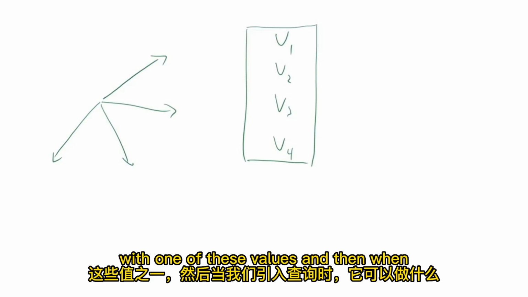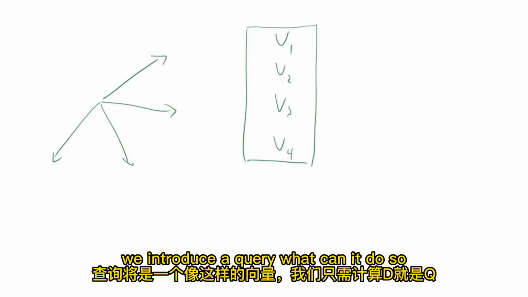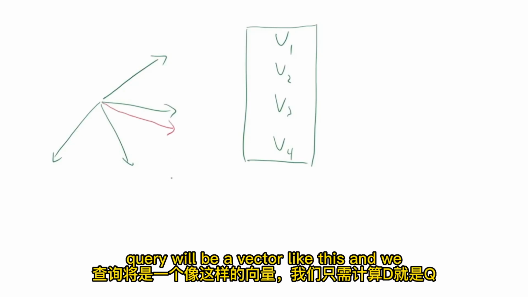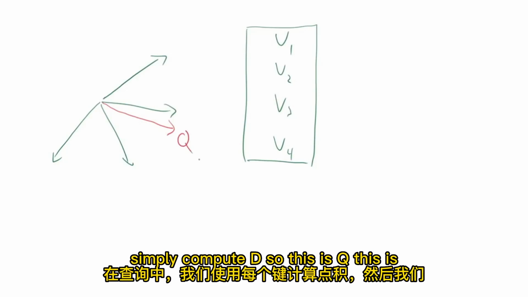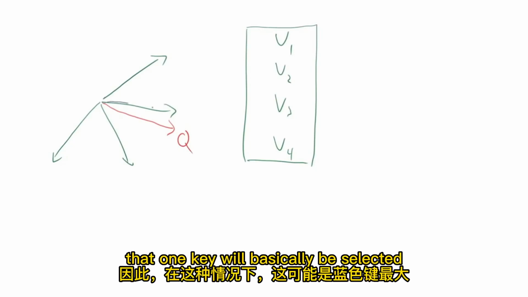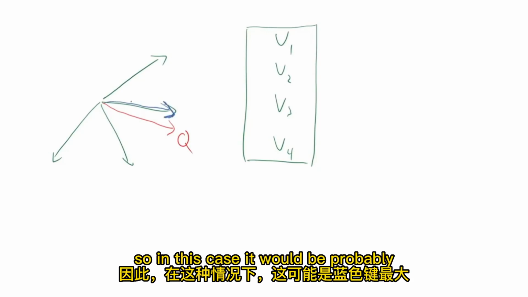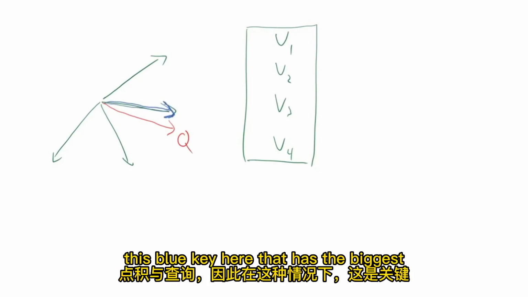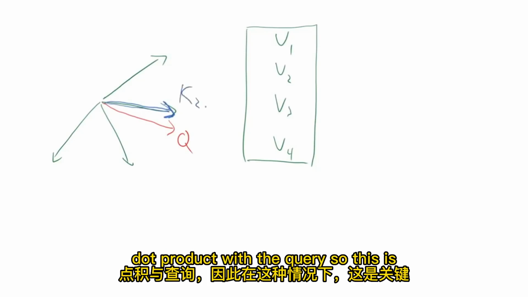And then when we introduce a query, what can it do? So a query will be a vector like this. And we simply compute, so this is Q, this is the query, we compute the dot product with each of the keys. And then we compute a softmax over this, which means that one key will basically be selected. So in this case, it would be probably this blue key here that has the biggest dot product with the query. So this is key 2 in this case.